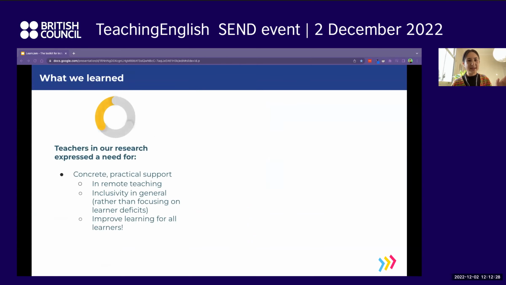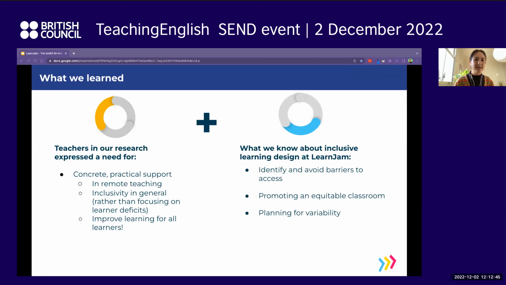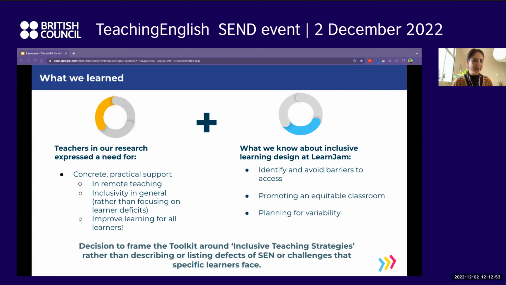So we've got two parts now. We've got what we learned from the teachers in our research, what they expressed the need for, which was concrete, practical support. And then we have what we know about inclusive learning design: to identify and avoid barriers, promote an equitable classroom, and plan for variability. This resulted in a decision to frame the toolkit around inclusive teaching strategies, rather than describing or listing the deficits of special educational needs or the challenges that specific learners face.